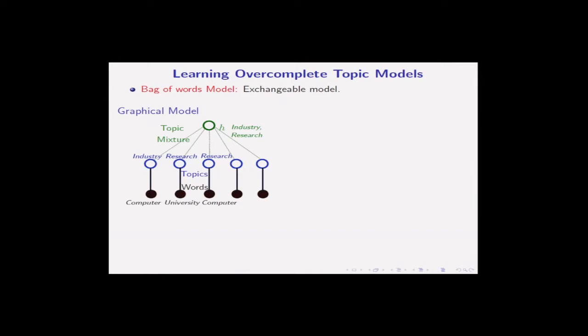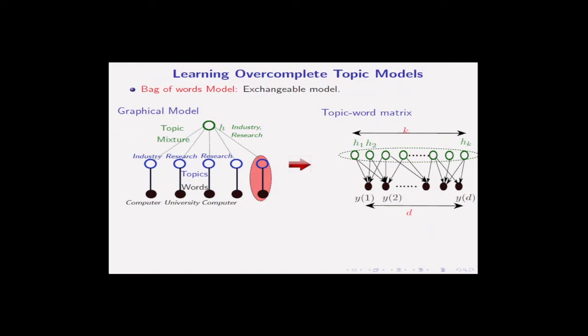And how I draw words is first I draw one of the topics from this mixture of topics, and then I draw a word according to some distribution. So it's a bag of words model because the order of the words does not matter. This is an exchangeable model. And I have all these conditional independence relationships, which say that the words are conditionally independent given this hidden topic mixture, given this variable h. And how different topics lead to different words is determined by this topic word matrix, or the conditional probability table. So this is mapping different topics to different words in the vocabulary.